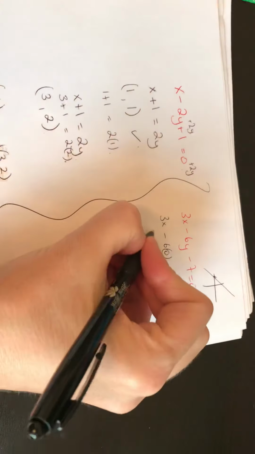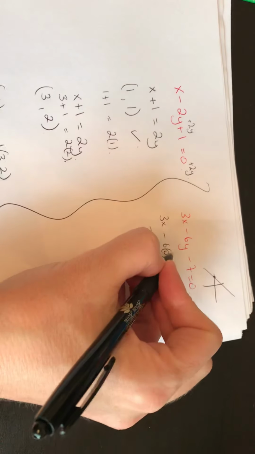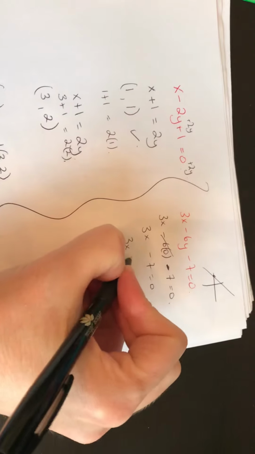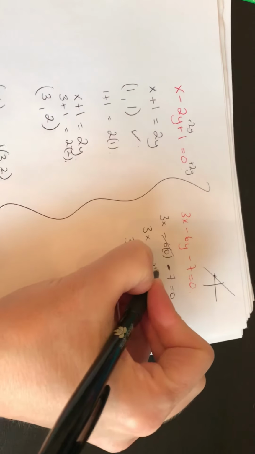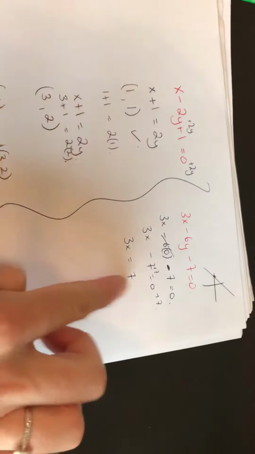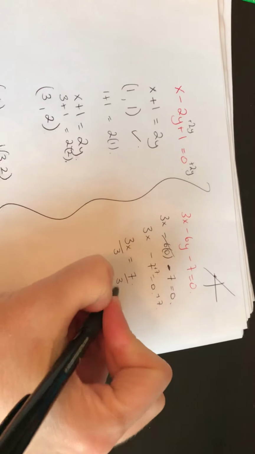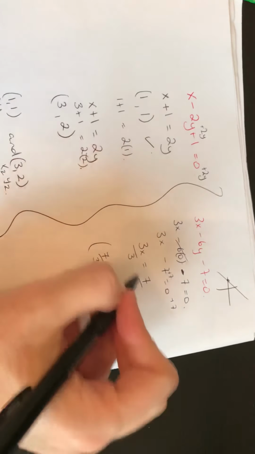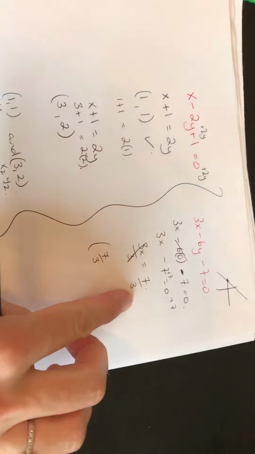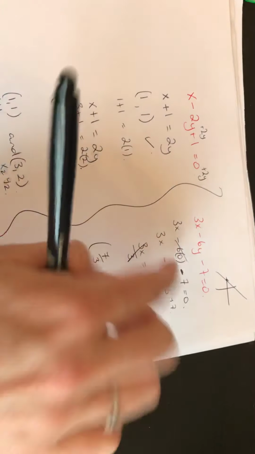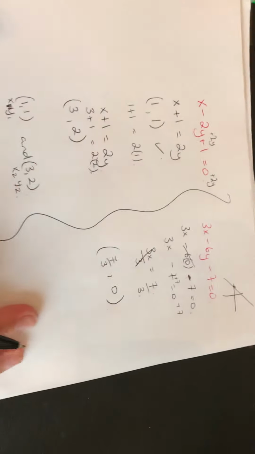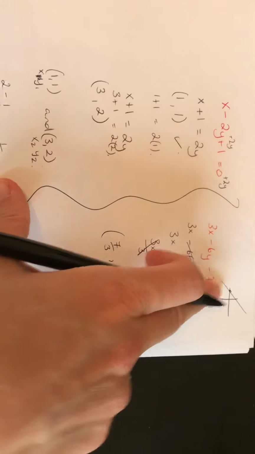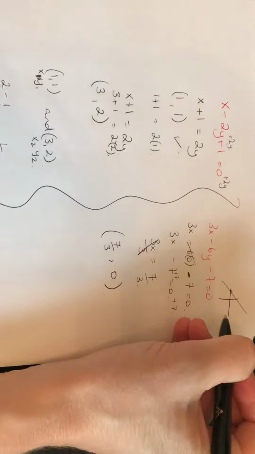So 3x minus 0, minus 7 equals 0. I'm going to add 7 to both sides. I end up with this. I'm going to divide by 3. So my point here is 7 over 3 is the x coordinate. So x is equal to 7 over 3. And my y was a 0. So there's a point. It mightn't be the nicest looking point, but it's the point where it cuts the x-axis.